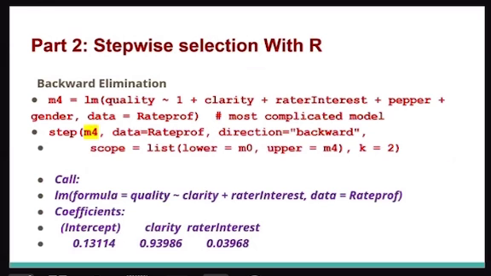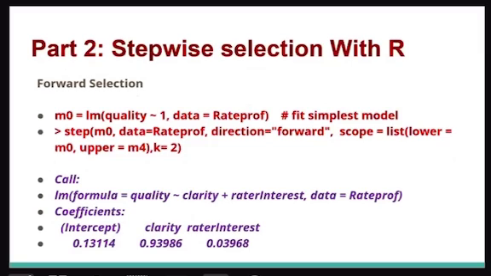How do we do backward elimination in R? Look at that. That is the code. My TA is going to walk you through all of this. How do we do the forward selection in R? These are the codes that my TA is going to walk you through on Friday.